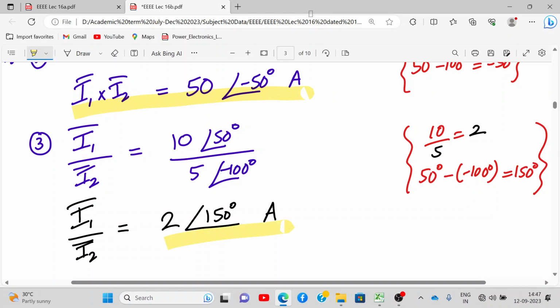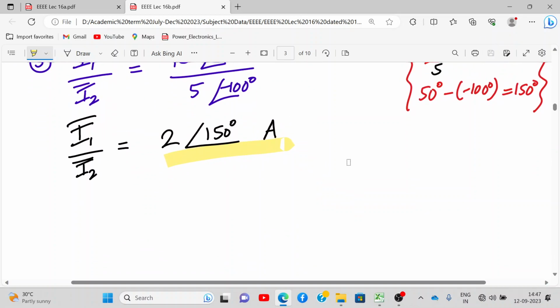Got it? One remains, I1 plus I2. So how will you do that? First convert into rectangular and add them. Okay? So please do that. You need to calculate now next. I1 plus I2, you need to find that.